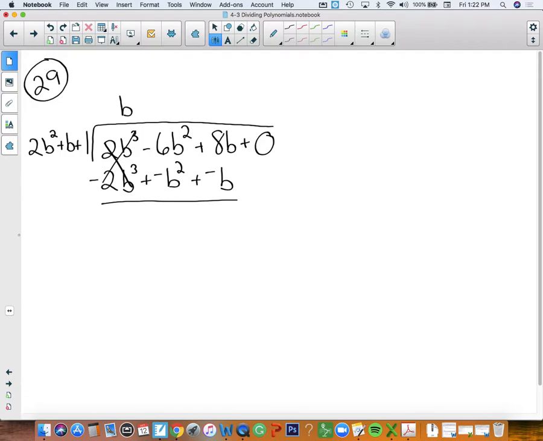Those 2b cubes cancel out, and then we combine like terms, so this would be a negative 7b squared, and then an 8 minus 1, so that would be positive plus 7b.